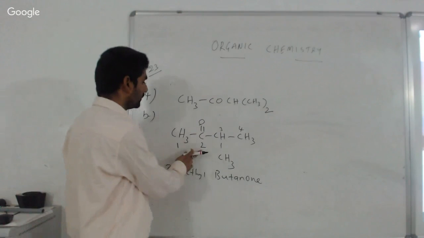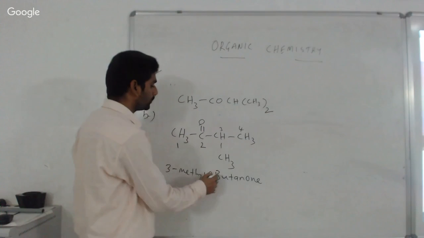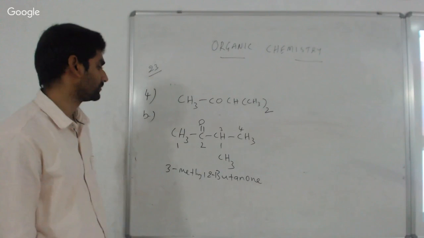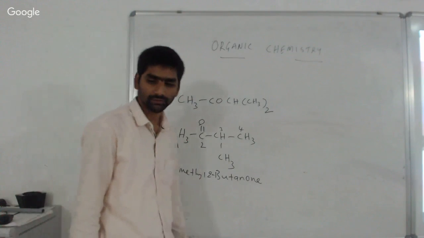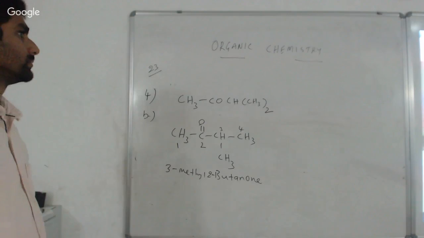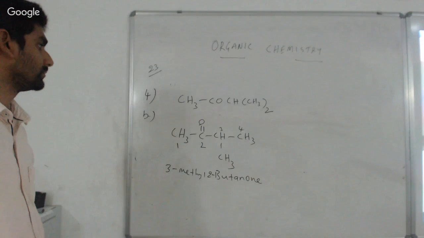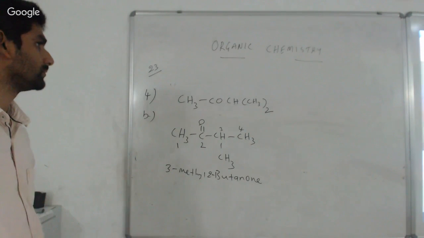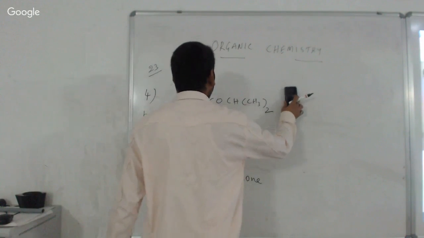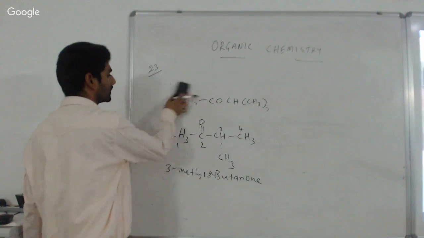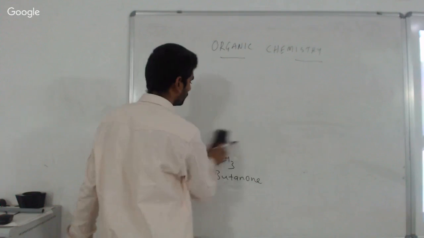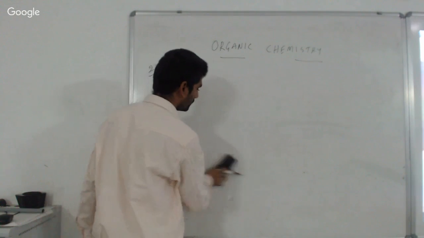Here a ketone group is present. So 3-methylbutanone is the IUPAC name of this compound. Next question.